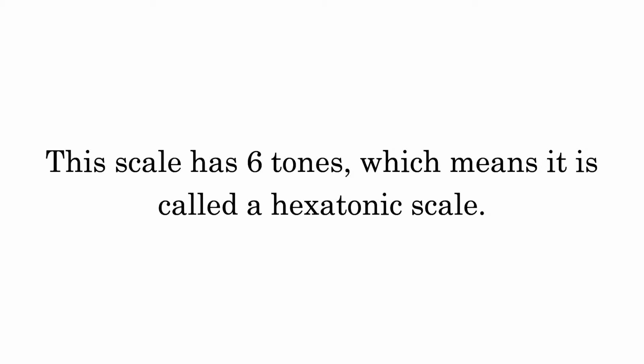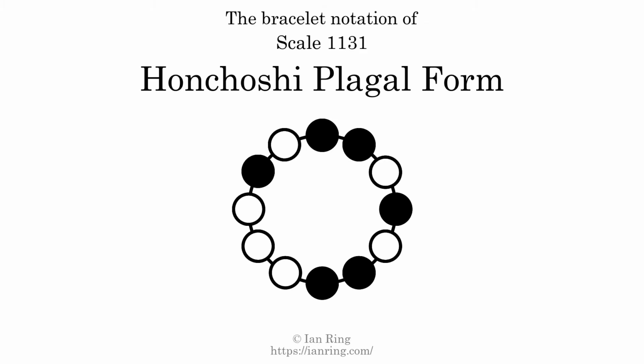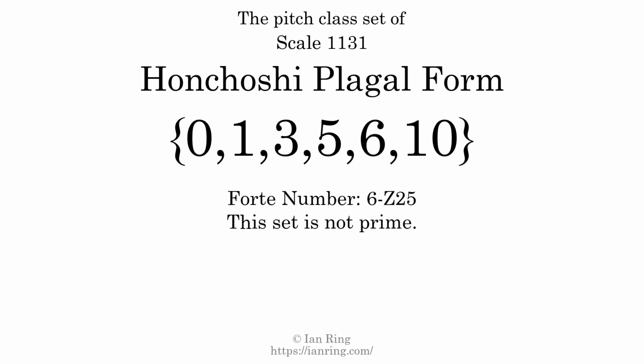This scale has 6 tones, which means it is called a hexatonic scale. This is a bracelet notation diagram of scale 1131. The shaded circles represent tones that appear in the scale, and they are read clockwise, starting at the top. The pitch class set for this scale is 0, 1, 3, 5, 6, 10. The fault class is 6Z25. This set is not prime.